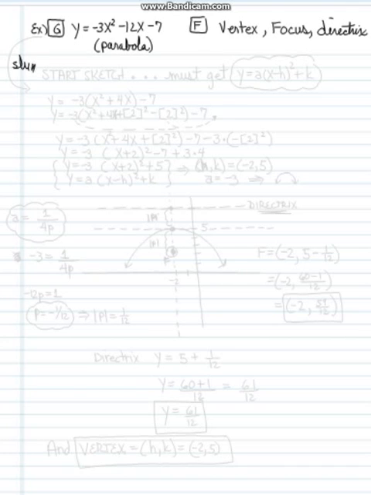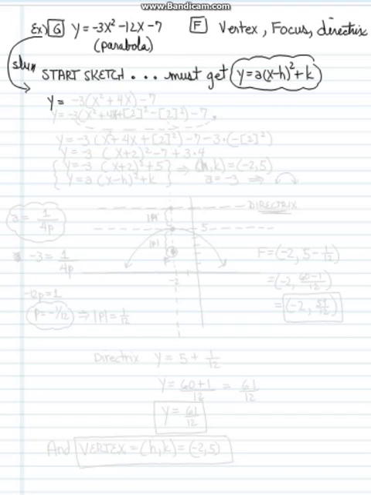Solution. Let's start with the sketch. That's always where we want to begin. But to do it, we must get the standard form, which is y equals a times x minus h squared plus k. So we'll have to complete the square. We have y equals negative 3 times x squared. Let's see, we want to have a 12x in there, but we factored out a negative 3, so it's going to be positive 4x. So I isolated the x terms and factored out the coefficient of x squared.